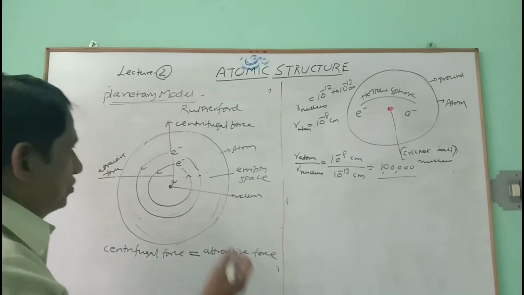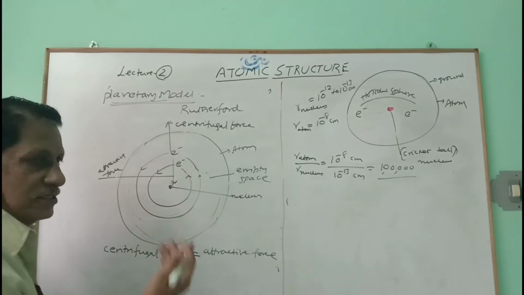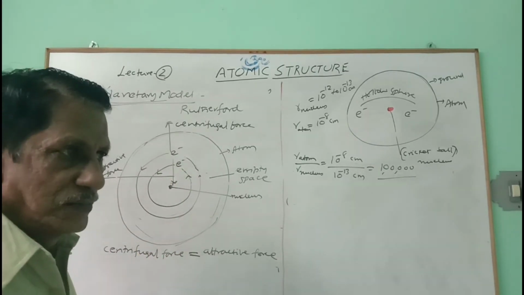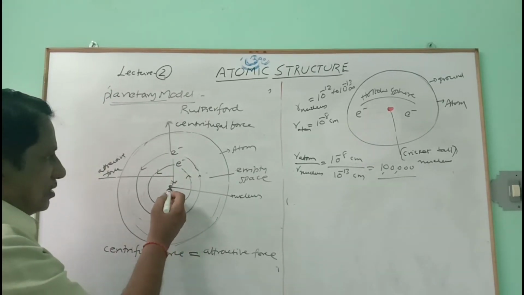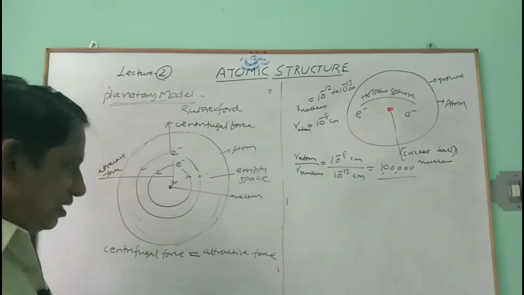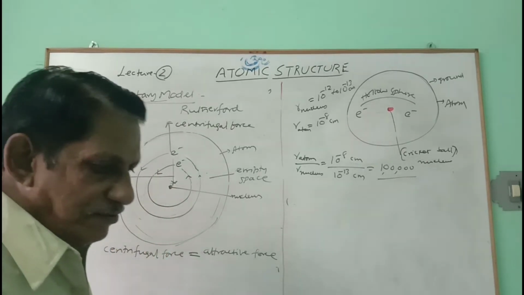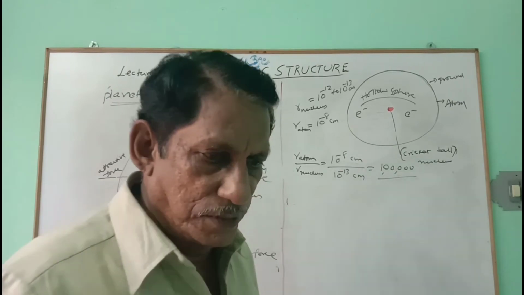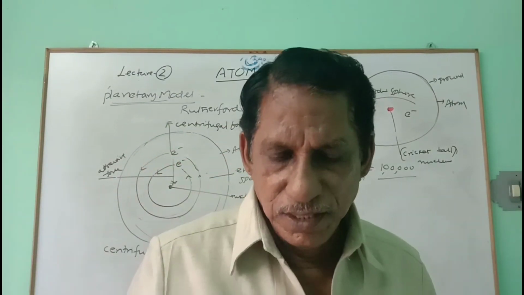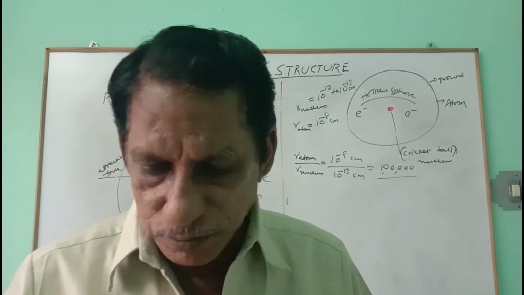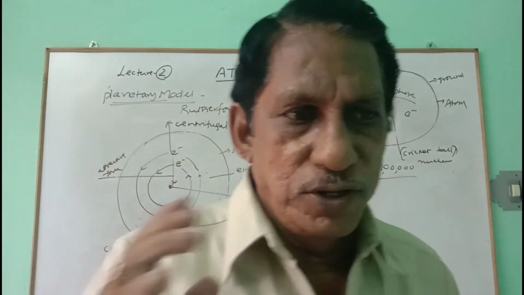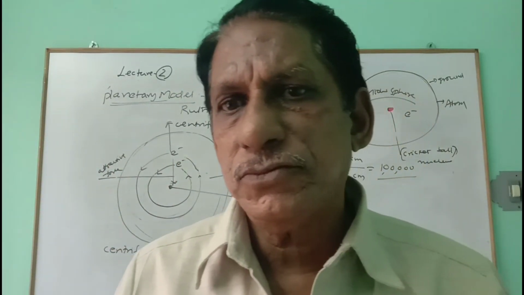So as a result, the centrifugal force of the electron created by virtue of its motion is counterbalancing the attractive force of the nucleus, as a result of which the electron can never fall into the nucleus and the atom is quite stable. In that way, Rutherford is able to explain the model, but it is not valid.